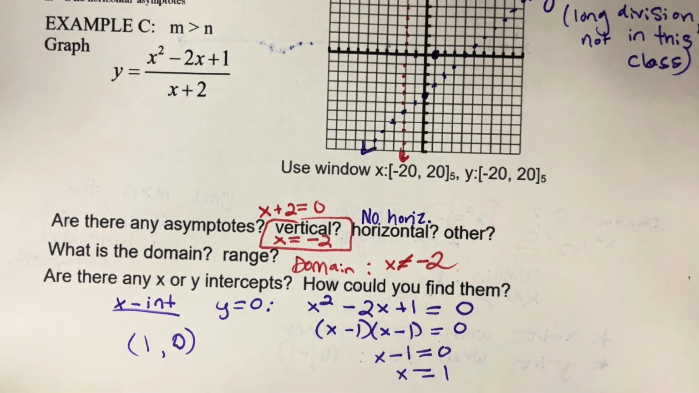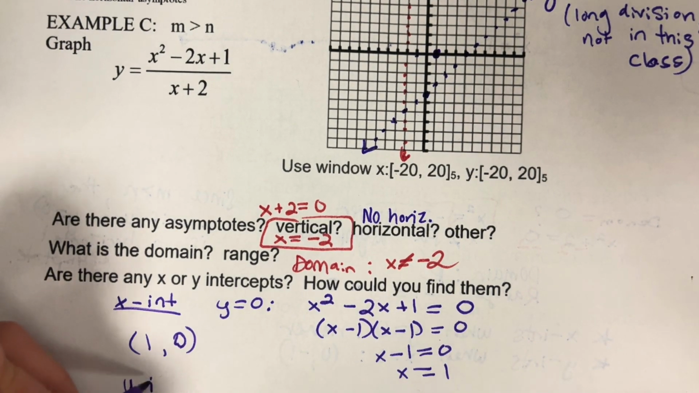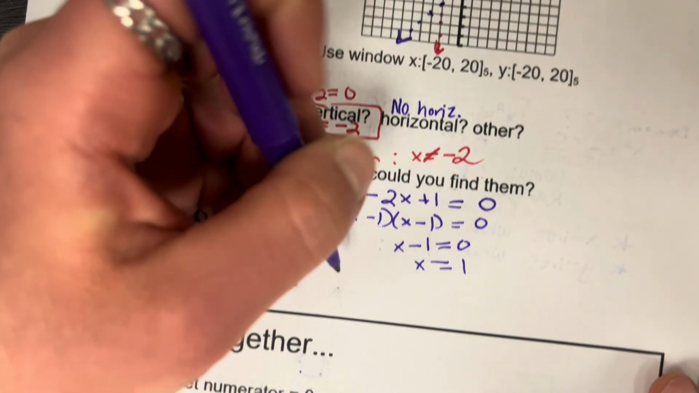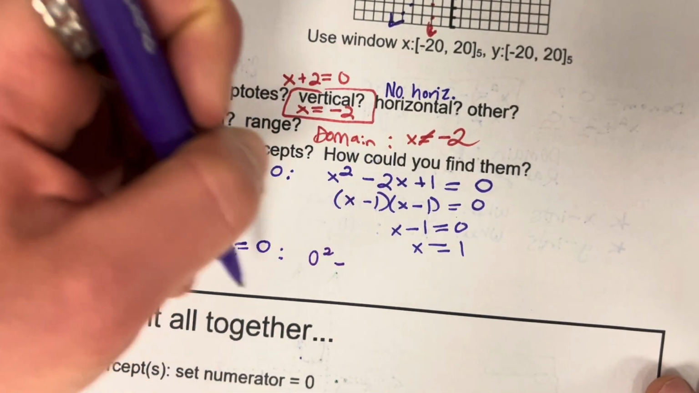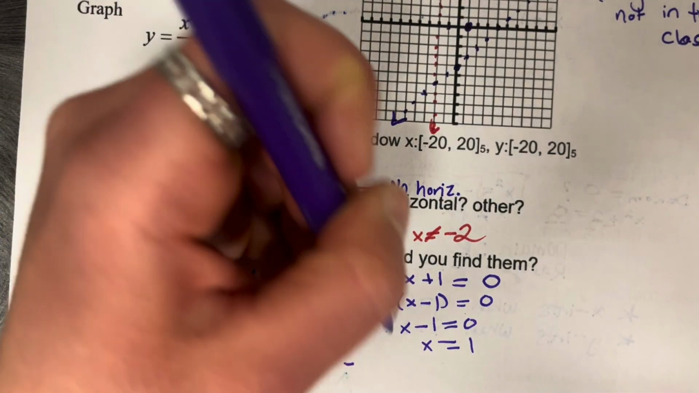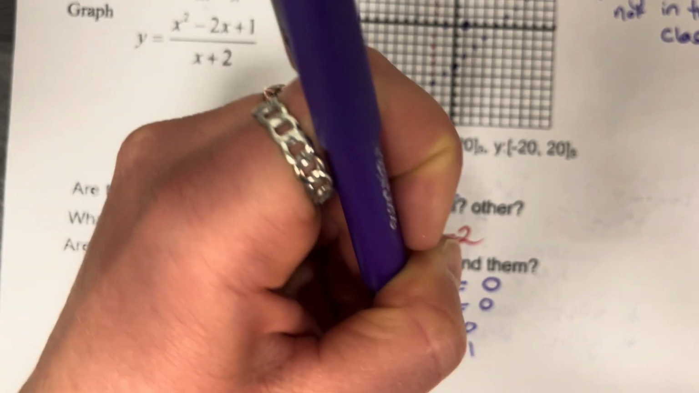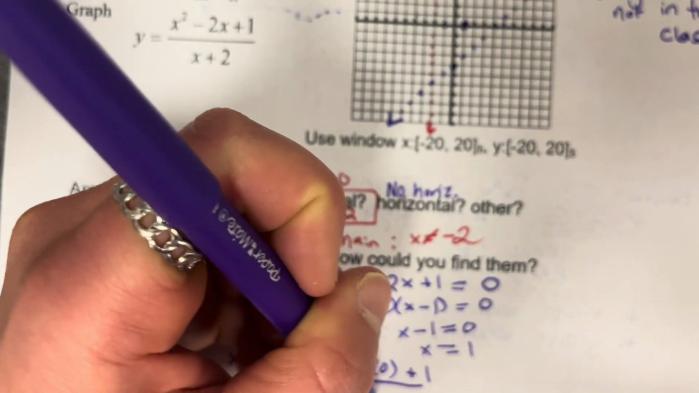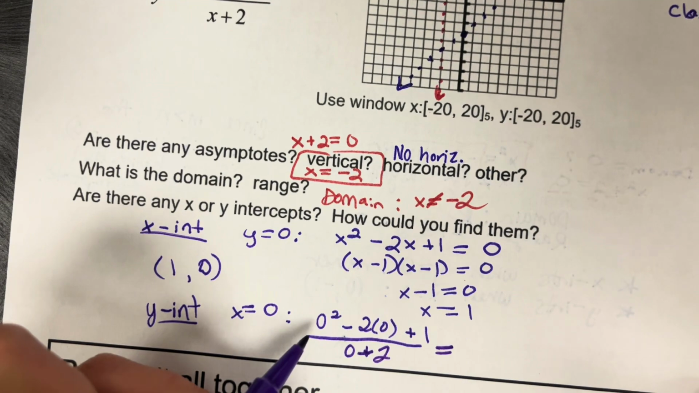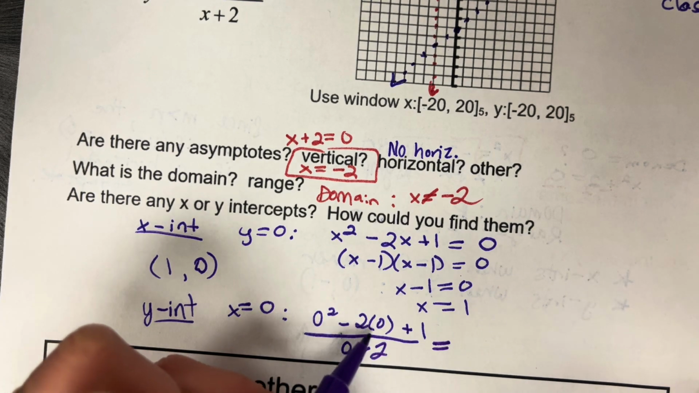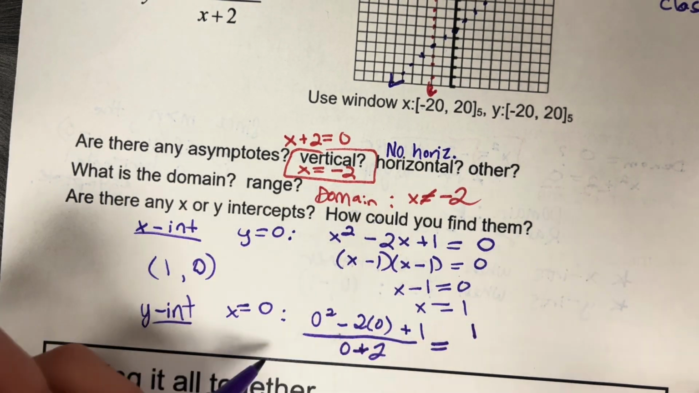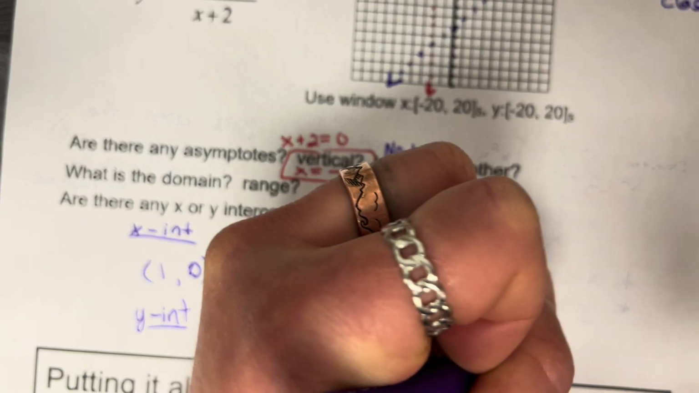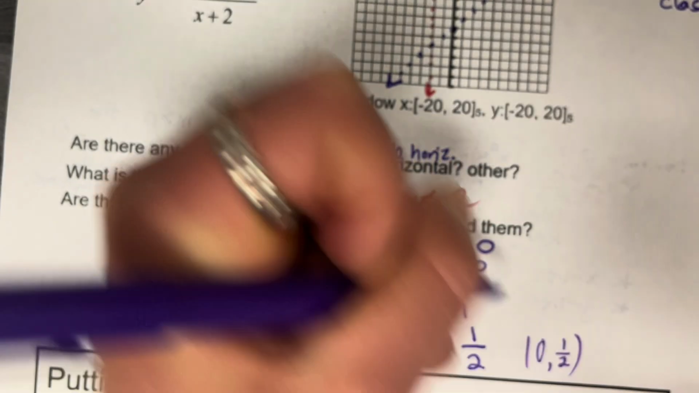Right here. And then we can solve for our y-intercept by setting x equal to 0, or plugging in 0. 0 squared minus 2 times 0 plus 1 over 0 plus 2. Let's simplify that. 0 squared is 0, minus 2 times 0 is 0, plus 1 is 1. 0 plus 2 is 2, so 1/2. 0, 1/2.